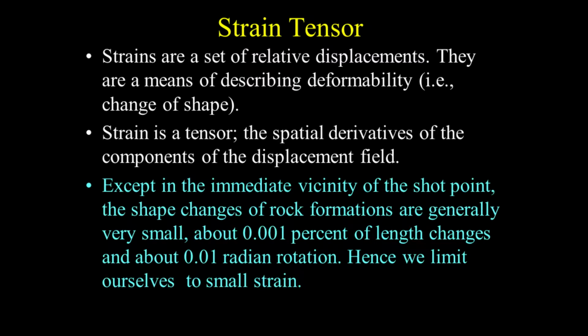Strains are a set of relative displacements. They are a means of describing deformability, that is, change of shape. Strain is a tensor, the spatial derivatives of the components of the displacement field. Except in the immediate vicinity of the shot point, the shape changes of rock formations are generally very small, about 0.001% of length changes, and about 0.01 radian rotation. Hence, we limit ourselves to small strain.